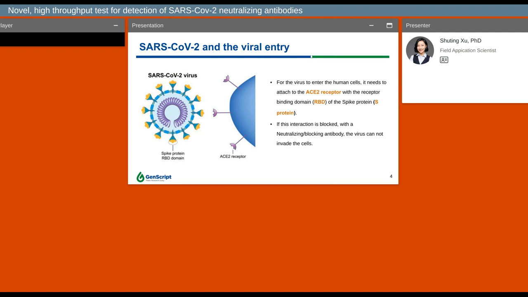It has to give the credit to the virus S protein, also known as spike protein. Within the spike protein, there is a part called receptor binding domain, also known as RBD domain. This domain can interact with the host cell surface receptor ACE2, and with this interaction, allows the virus into the host cells and thus replicate in the host cells. If the interaction is blocked with a neutralizing antibody, this virus cannot invade the cells anymore.